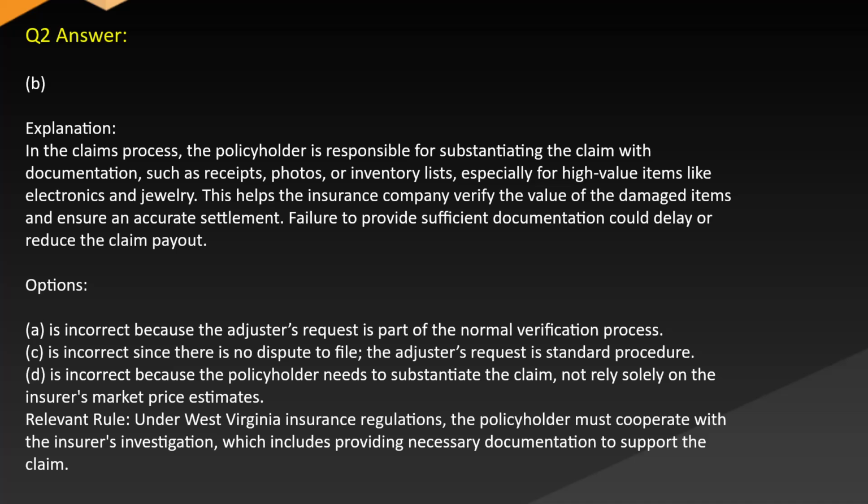Options. A is incorrect because the adjuster's request is part of the normal verification process. C is incorrect since there is no dispute to file. The adjuster's request is standard procedure. D is incorrect because the policyholder needs to substantiate the claim, not rely solely on the insurer's market price estimates.